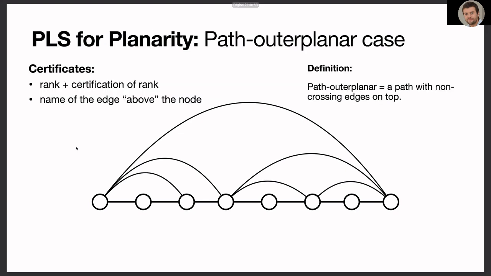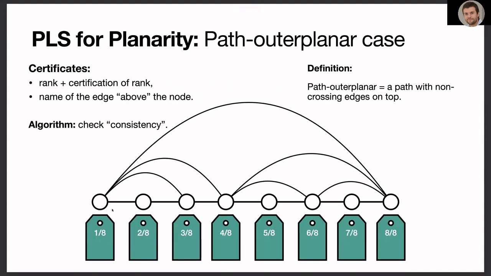The label must be a rank, an order on this path, and the name of the edge above each of the nodes. For example, here node 5 has the edge 4, 6 over here. And we also give an existent edge for the extremes, right? For example, here the vertex 4 has the 1/8 edge over it.